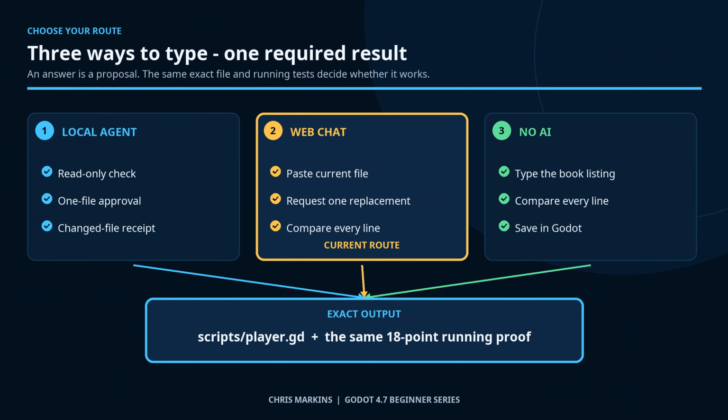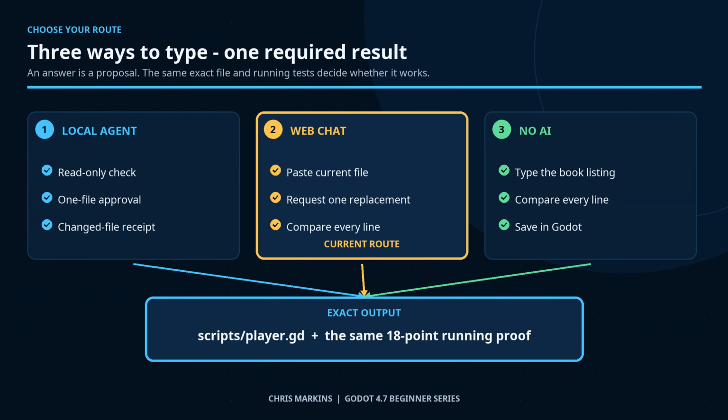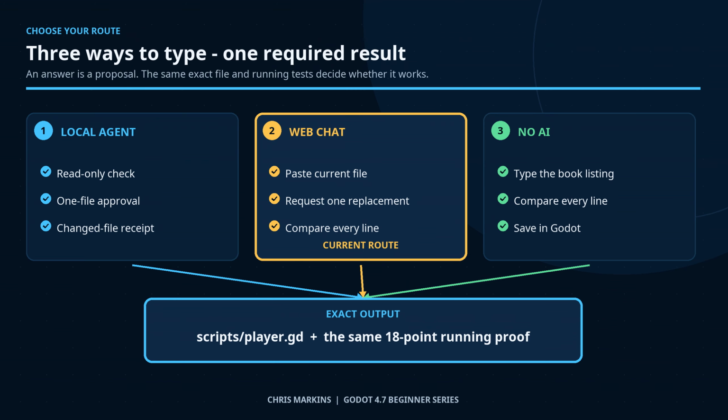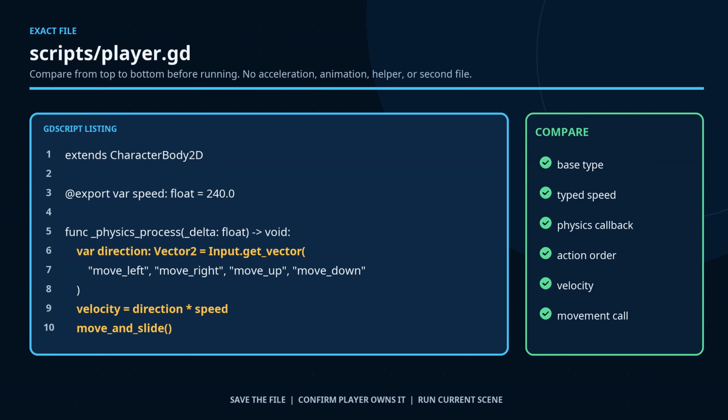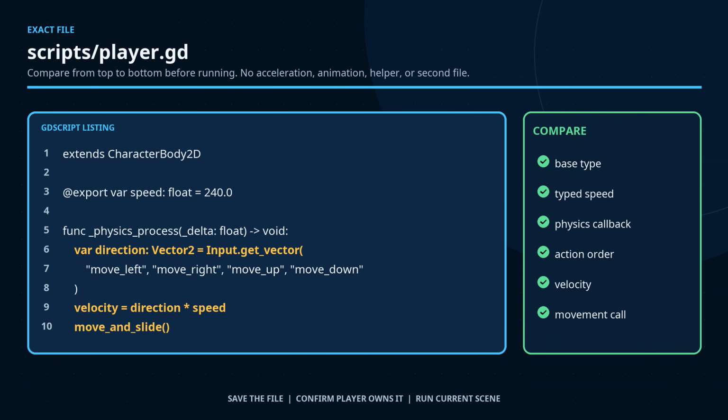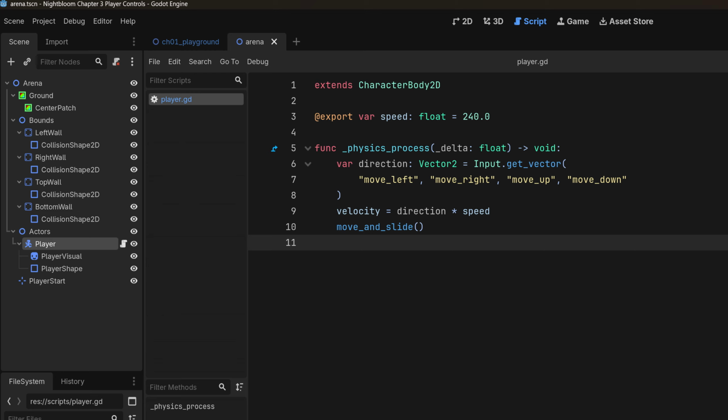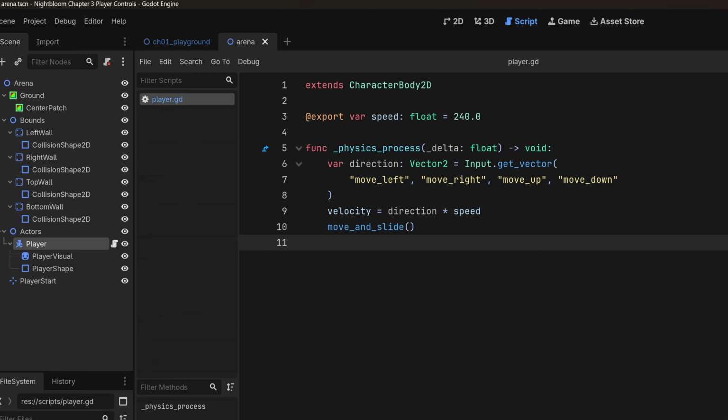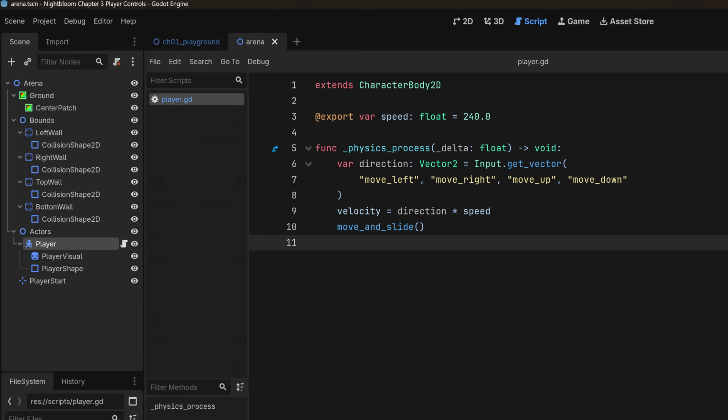For web chat, open player.gd in Godot, select all, copy the complete current file, and paste it with the same request. Ask for 1 complete replacement in 1 GDScript block. The chat cannot edit the project. Compare its answer before you replace anything.